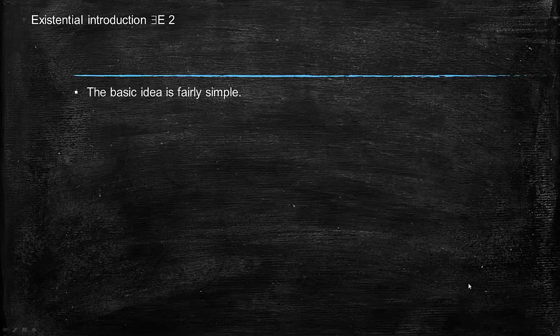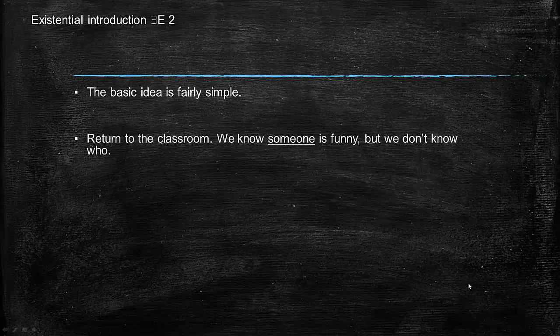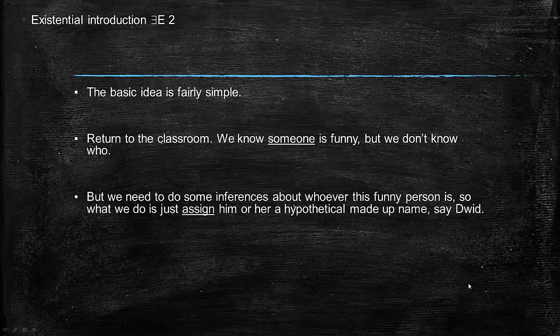So let's learn this one. Now, the idea is actually pretty simple. It's a little more complicated than universal elimination, but not much. So let's go back to the classroom. We know someone is funny, but we don't know who. But we want to do some inferences about whoever that person is that's funny. So what we do is we just assign that person, whoever it is, some hypothetical name, some name that, in a sense, we just make up, say, Dwid.